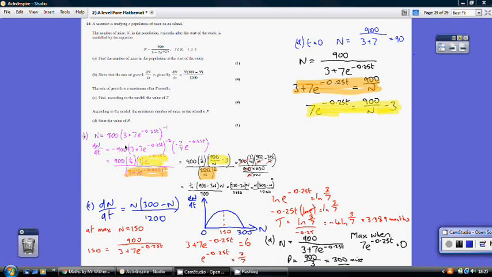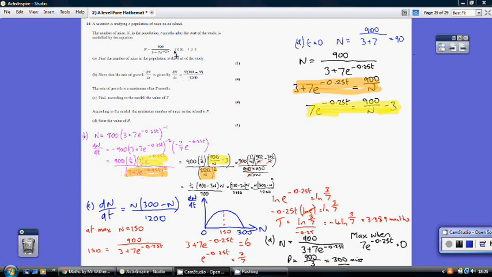And then I'm just rewriting this by taking this term downstairs, if you like, and then gathering up my terms at the front. So that gives me positive 900 times a quarter times 7e to the minus 0.25t over 3 plus 7e to the minus 0.25t all squared. Now, because what I'm aiming for is all in terms of n, I really need to rewrite these two bits here in terms of n.